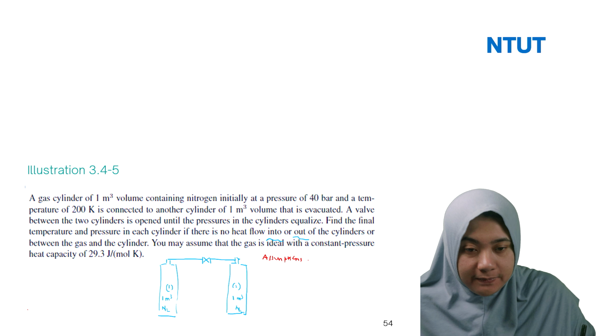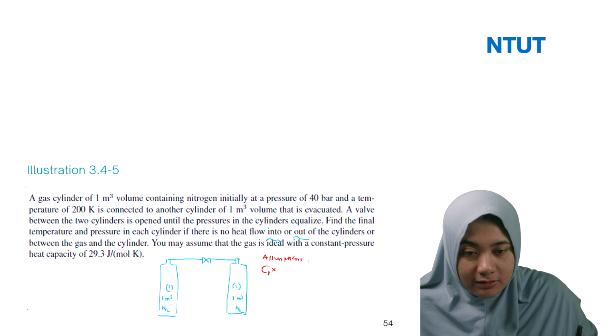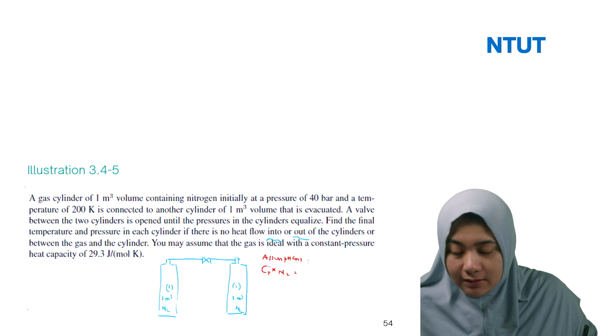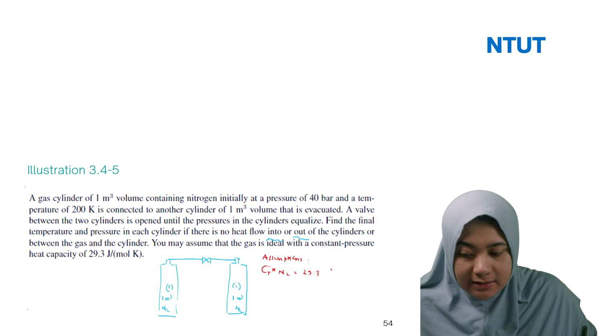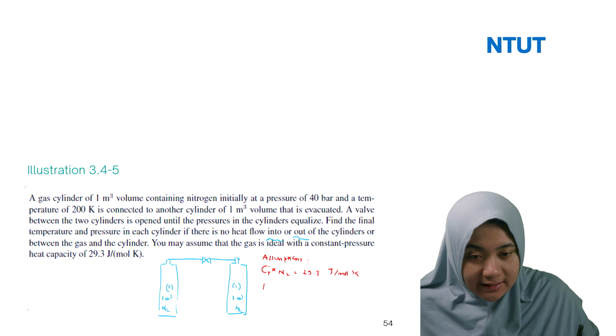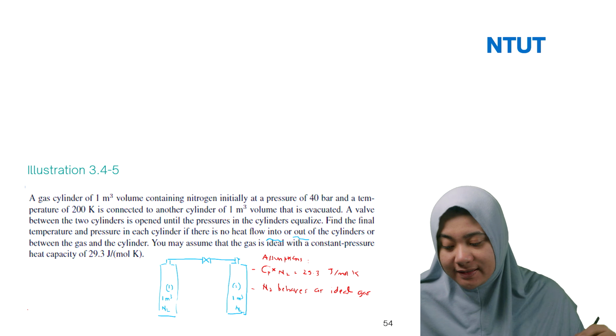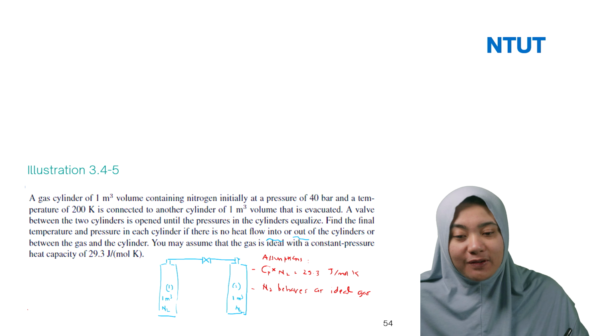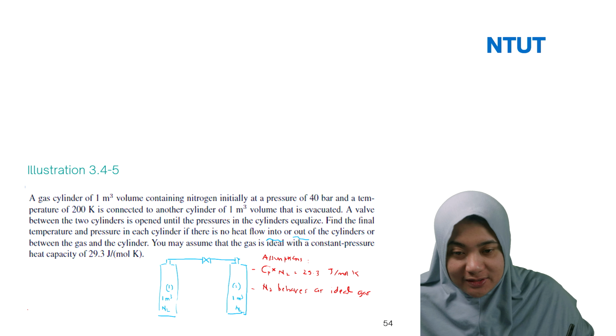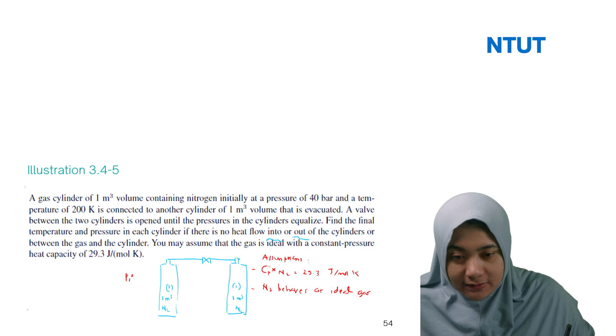Assume that the Cp asterisk for the N2 is given as 29.3 joule per mole K, and N2 behaves as an ideal gas. So you can assume ideal gas for this chapter, no worries, but for the next chapter you cannot. So here we have P10 equal to 40 bar.